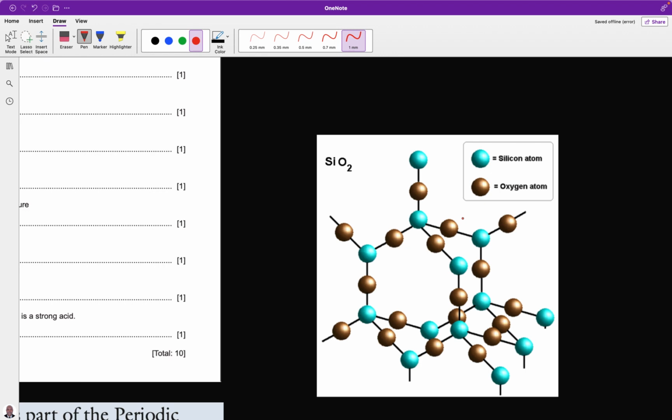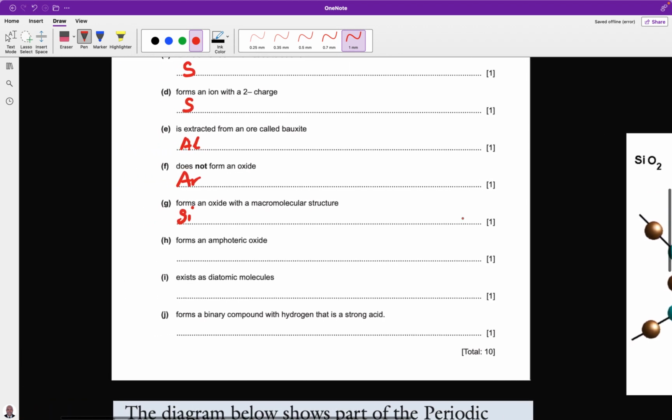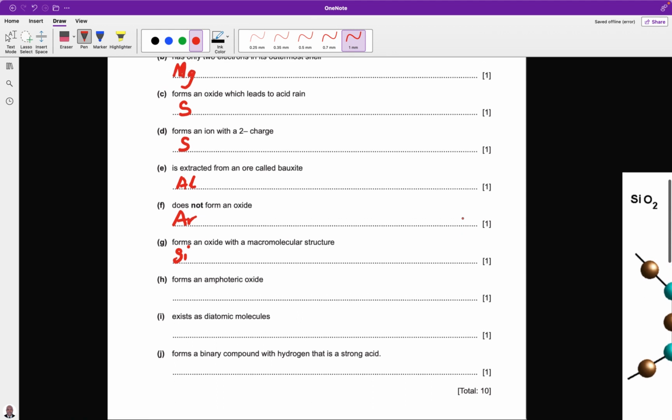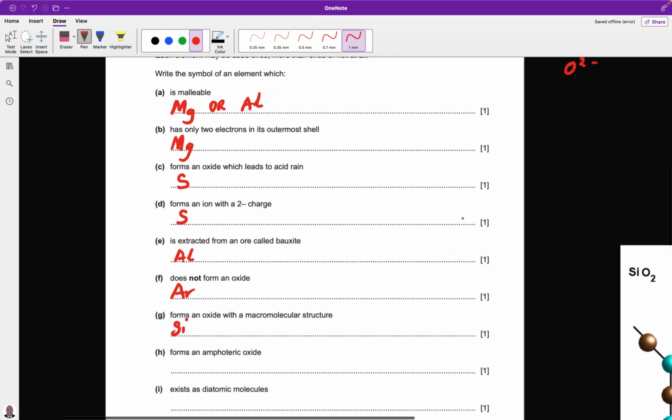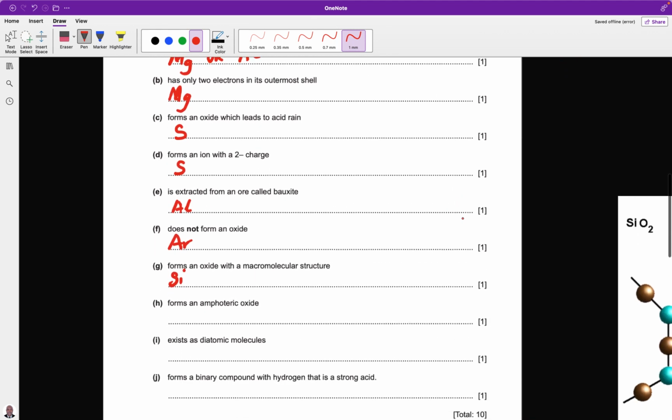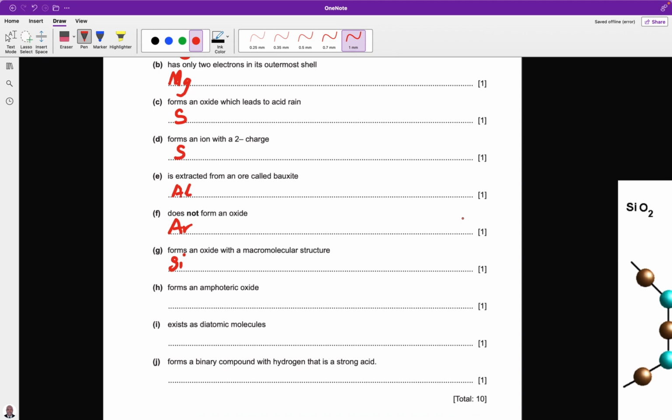So now let's go to H. Write the symbol of an element which forms an amphoteric oxide. It should be noted that we did not discuss elements that form amphoteric oxides on the periodic table. We did not discuss group 3 elements. Most of the elements that form amphoteric oxides are group 3 elements, and a specific example of this is aluminum.